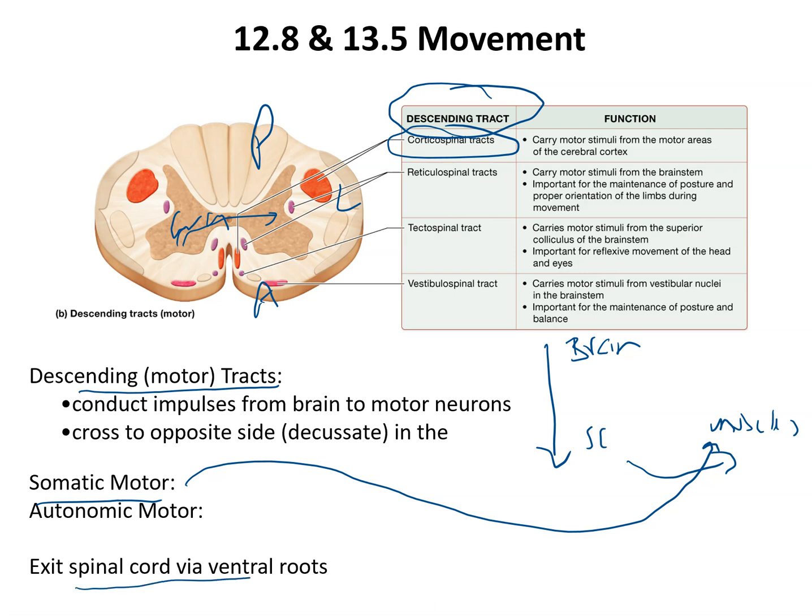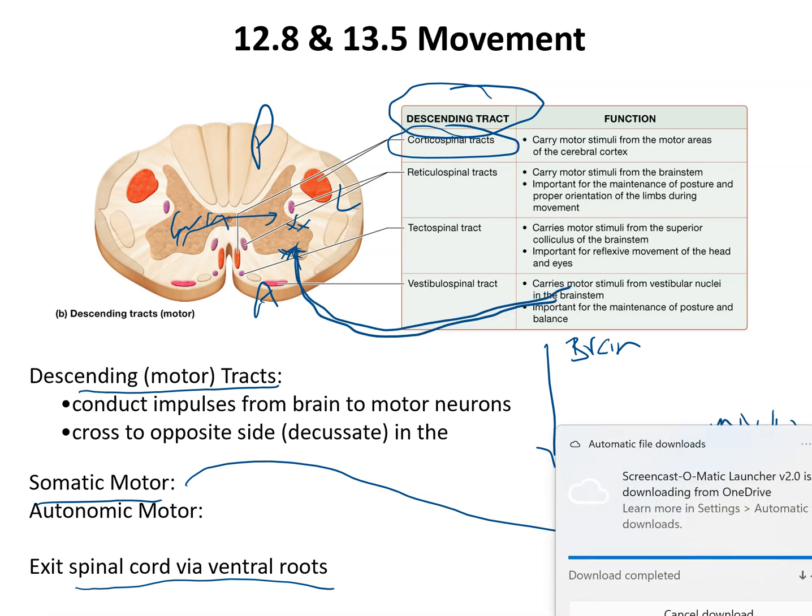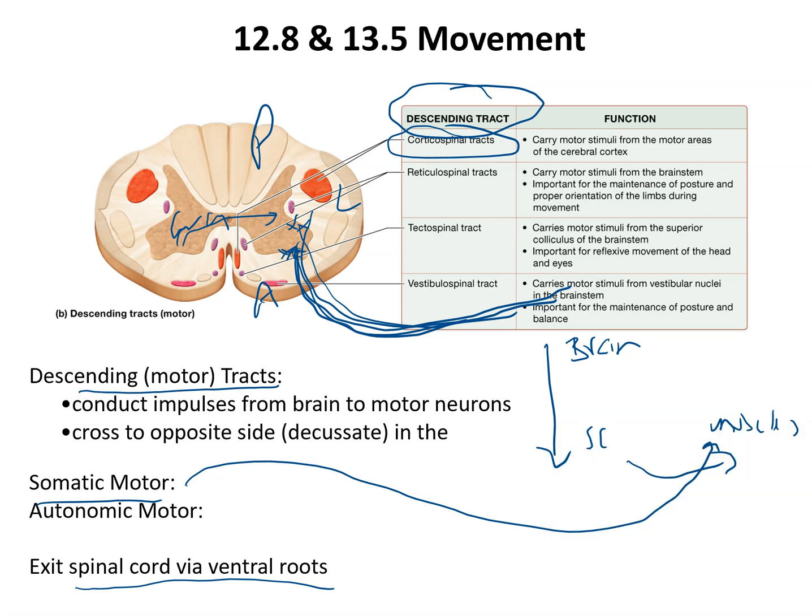Now, all of them, remember, are going to go out of the cord through the ventral roots. You might remember from the spinal cord lecture, we look at the gray matter. We had the ventral horn and the lateral horn. The ventral horn axons go out through the ventral root, and so does the lateral horn. So they're always going to exit via the ventral roots. Once they get out, they'll separate out if they're going to skeletal muscle, or they'll use the rami communicans if they're involved in the autonomic.